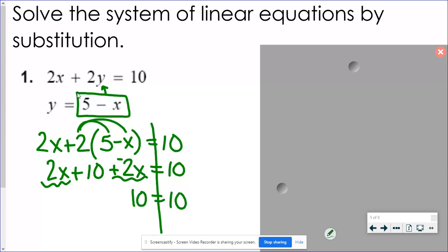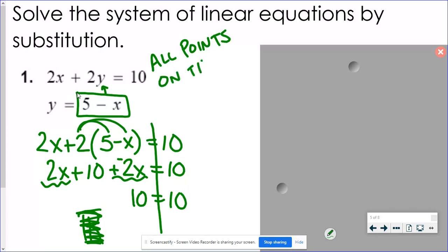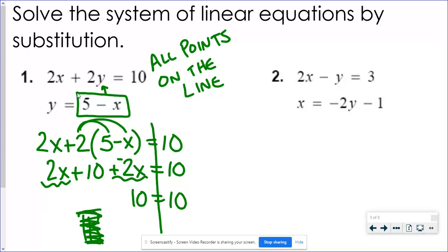Now again, if we were just solving a regular equation, we would end our problem like that and say any real number. But again, remember, think about what this really means. This means that these two lines are the same. And when we get that, our answer is all points on the line. Every single point that was on the first one would also be on the second one. If you would get them both to be slope-intercept form, they'd be the same equation.